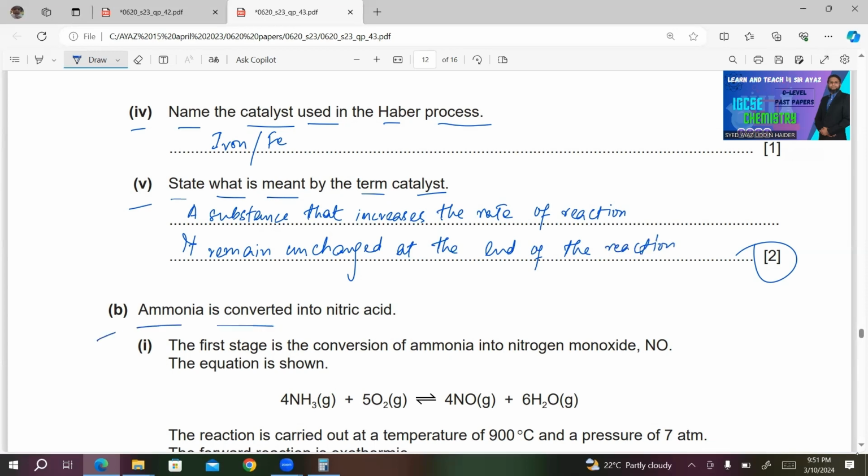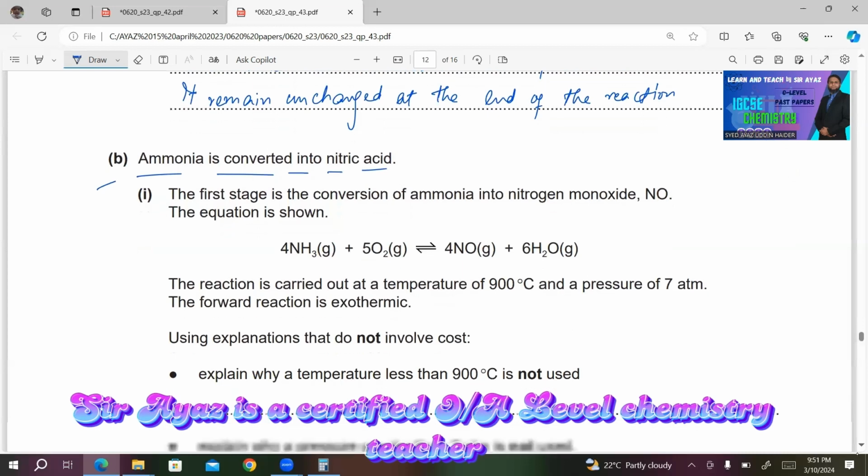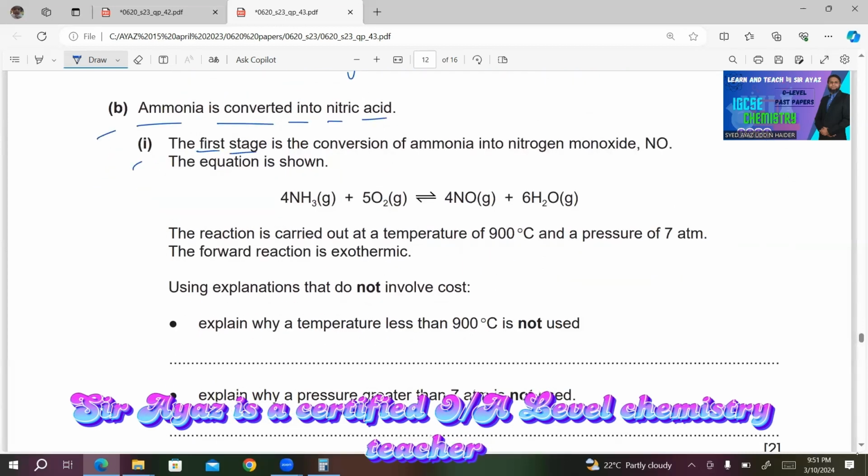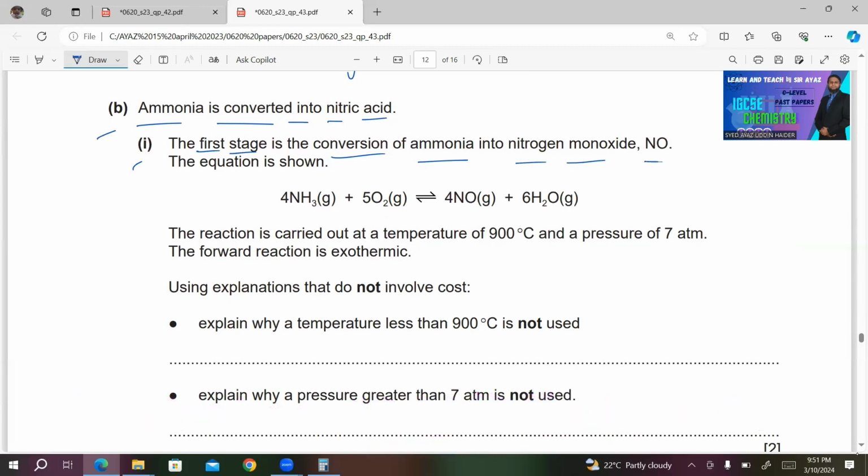Part B, ammonia is converted into nitric acid. Number 1, the first stage is the conversion of ammonia into nitrogen monoxide, NO. The equation is shown. 4NH3 gas plus 5O2 gas gives 4NO gas plus 6H2O gas. The reaction is carried out at a temperature of 900 degrees centigrade and a pressure of 7 atm. The forward reaction is exothermic. So for your convenience, I am writing the sign of delta H. It must be minus in the forward direction. And if the forward is exothermic, backward should be endothermic. So the sign for delta H for the backward direction should be positive.